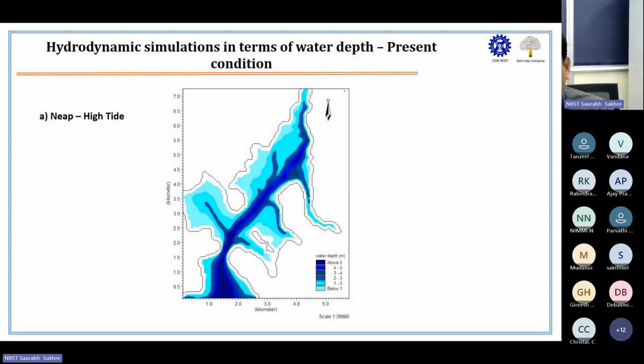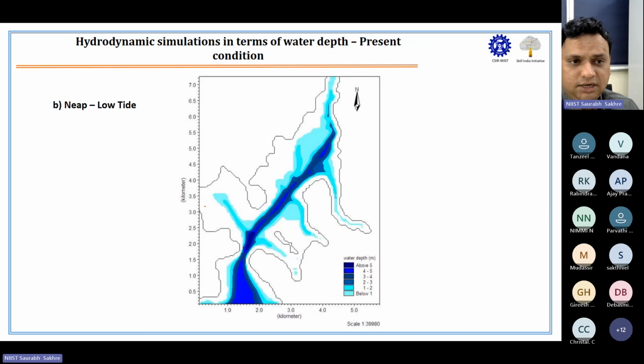Okay, so first I told you already, we have to do hydrodynamic simulation for depth of water for present condition. So this we did in 2017. So here present condition refers to 2017. So first I am showing you a map of neap high tide. Here you can see that the water depth is 5 meter, then 4 to 5 meter, and like this below 1.